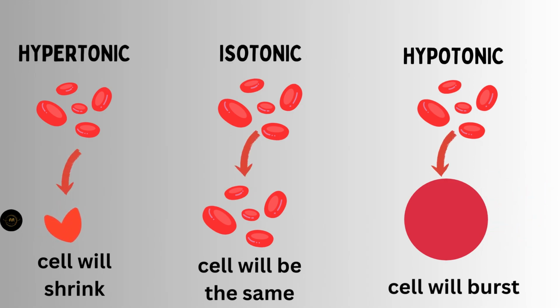Then the second situation that can happen is if you put, for example, red blood cells in isotonic solution. Isotonic solution has, let's say, an equal amount of solute and solvent. So for example, if you have sugar and water, this means that you have 50% sugar and 50% water. So if you put a red blood cell in this kind of solution, isotonic, nothing will happen, so the cell will stay the same.